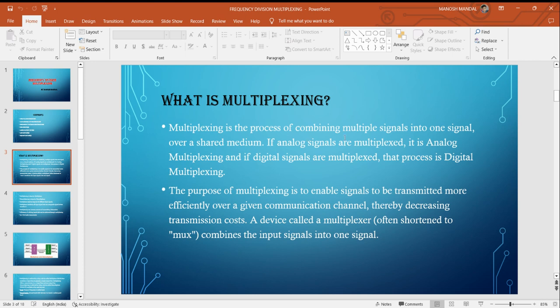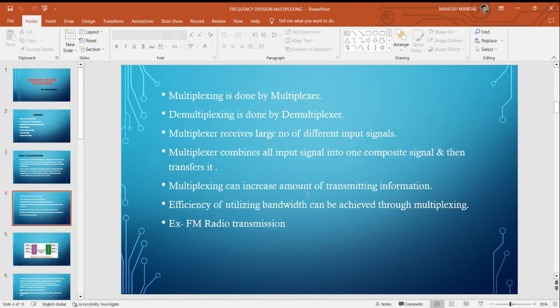At first, let us know what multiplexing is. Multiplexing is a process of combining multiple signals into one signal over a shared medium. If analog signals are multiplexed, it is called analog multiplexing, and if digital signals are multiplexed, it is called digital multiplexing. The purpose of multiplexing is to enable signals to be transmitted more efficiently over the given common transmission channel, thereby decreasing transmission cost. A device called a multiplexer combines the inputs into one composite signal.